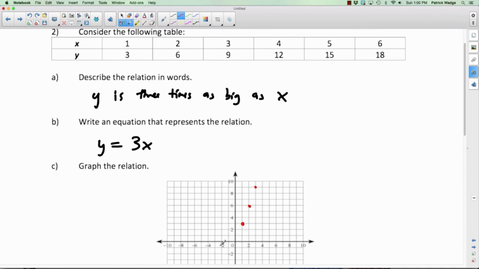What's the minimum number of points you need in order to graph a line? 2. If I draw any 2 points, there's only one line that goes through them. So 2 is the minimum. It's great to do 3. Do you know why? Because if you do 3, you can catch yourself if you make a mistake.